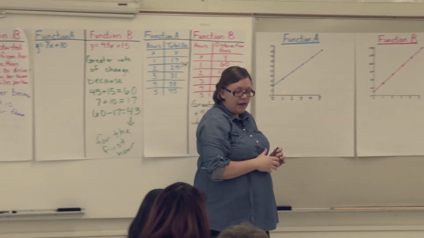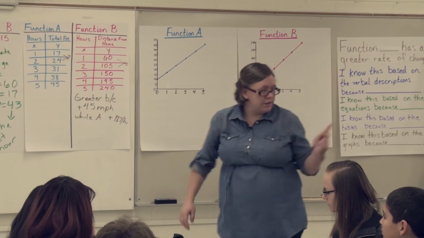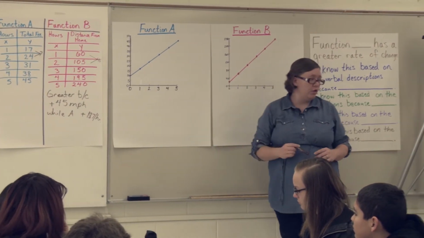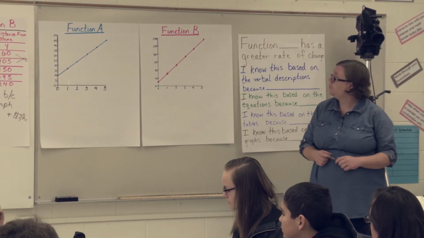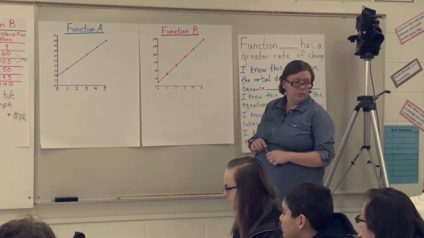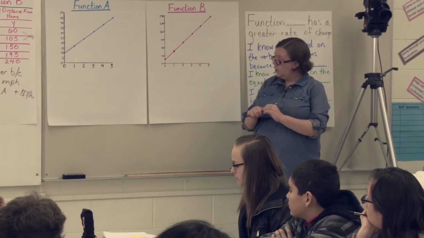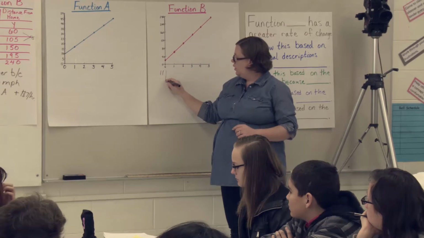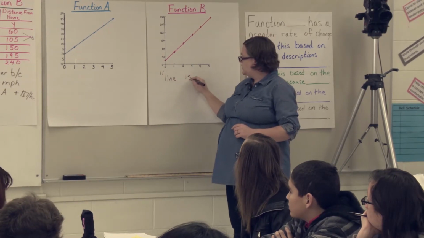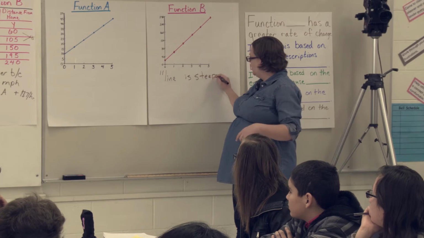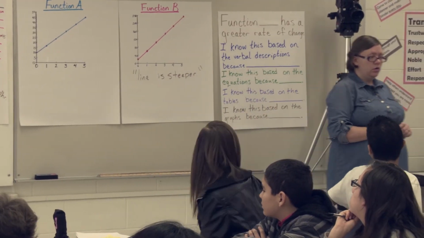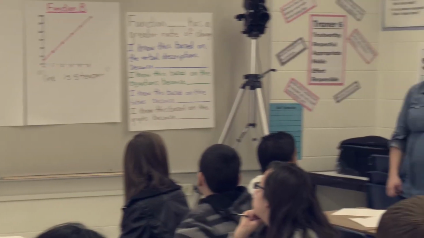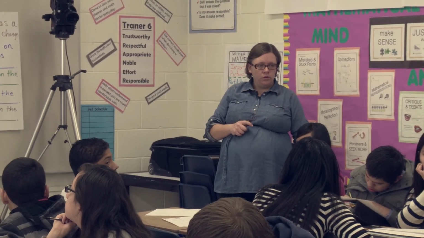Okay, now the table or the graphs. Emily, will you please tell us why you thought function B had the greater rate of change? Because the line on function B is steeper, and on function A, the line is not as steep. So you use this word, the line is steeper. Can you go a little bit more into depth on what you mean by the line being steeper? What does it mean for a line to be steep? It goes up more, like gets a greater value or something.